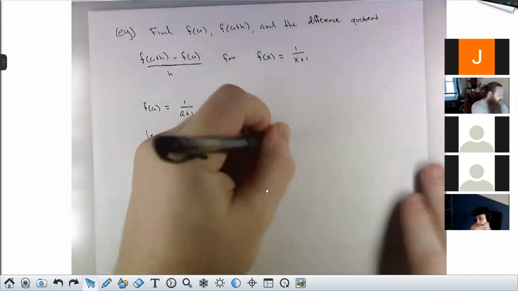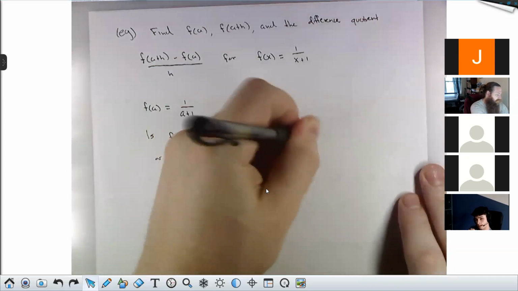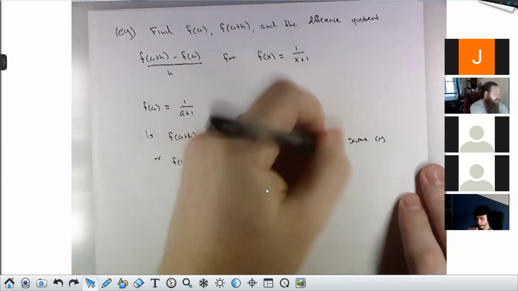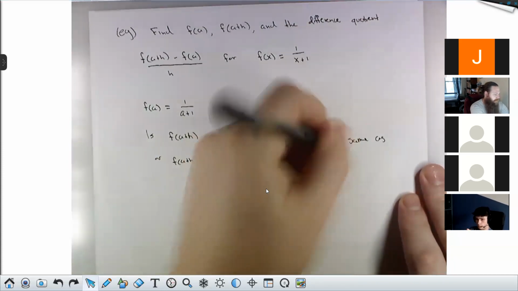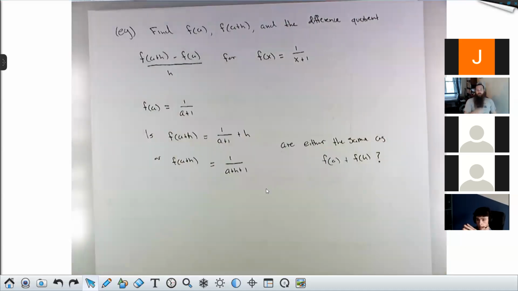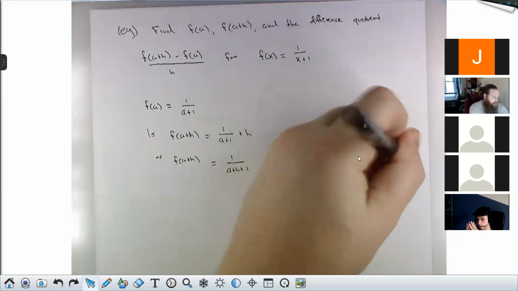Are either of these the same as f of a plus f of h? No. That's correct. Yeah, Ainsley's correct there. So some of the mistakes I see people make with function notation is trying to distribute this f. So saying f of a plus h is f of a plus f of h. That's not true. All right, that does not work.